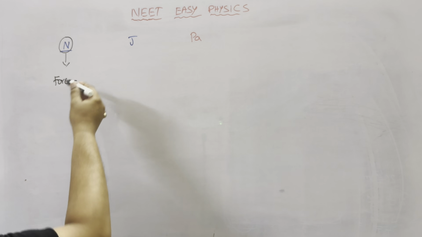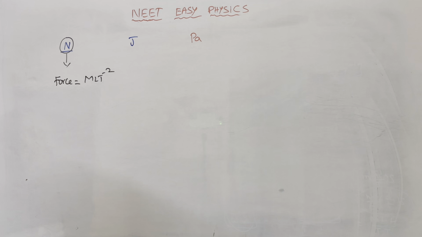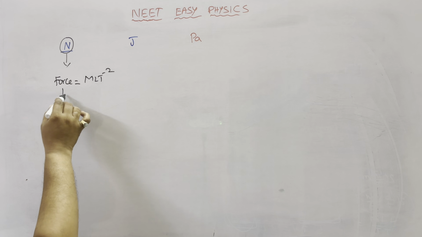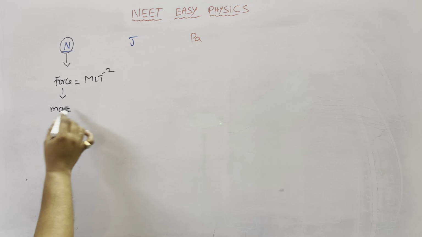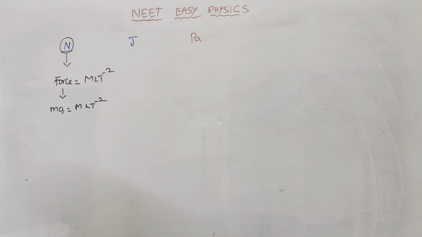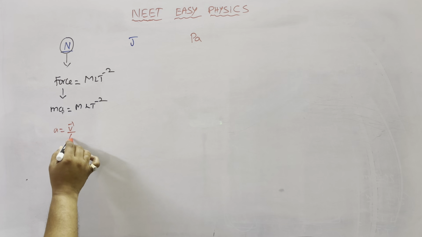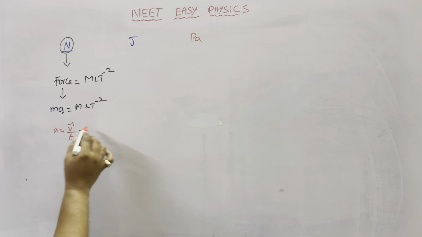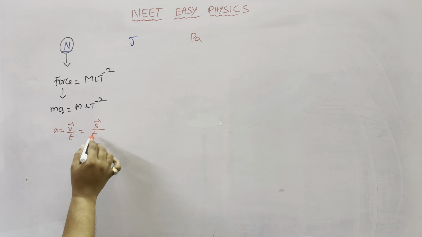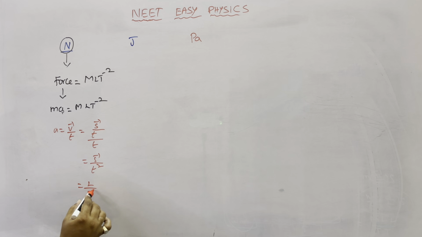Then what is the force dimension formula? I told you to remember M L T power minus 2. If you forgot, you have to write it like this: m a. So m times the acceleration dimension formula, L T power minus 2. If you forgot acceleration also, remember it like this: velocity by time. Velocity is displacement by time, divided by time, so displacement by t into t square.